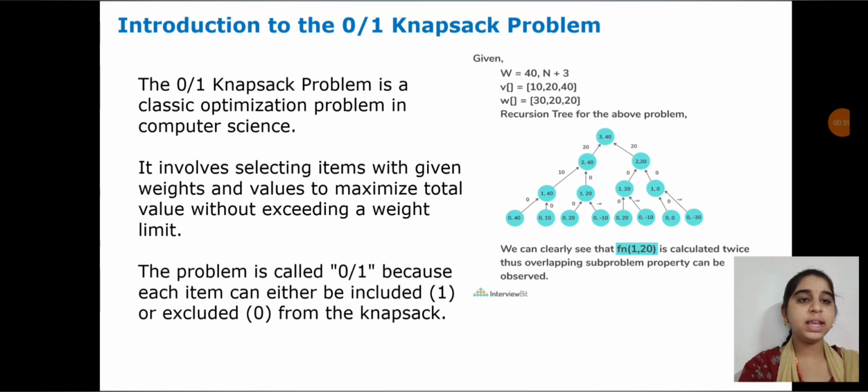Here we can see one example of the knapsack problem. Given W equals 40, where W means capacity, N equals 3, values equal 10, 20, 40, and weights equal 30, 20, 20. Recursion tree for the above problem. We can clearly see that Fn of 1, 20 is calculated twice, thus the overlapping subproblem property can be observed.